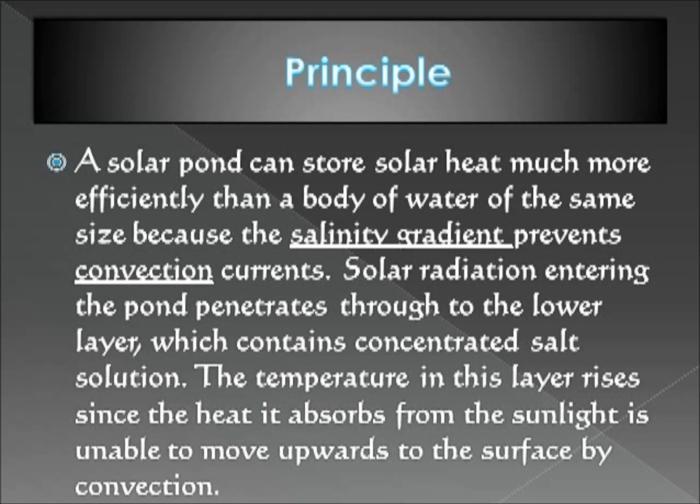Its principle is that the solar radiation entering the pond penetrates to the lower layer which contains concentrated salt solution. This means that when the radiation enters the pond, it first passes through the first layer, then the second layer, and then the third layer, which is the bottom layer. Now these layers are also known as zones, which I will describe at a later stage. The temperature in this layer, in which the solar energy is trapped, rises since it absorbs heat from the sunlight, and it is unable to move upward to the surface by convection.